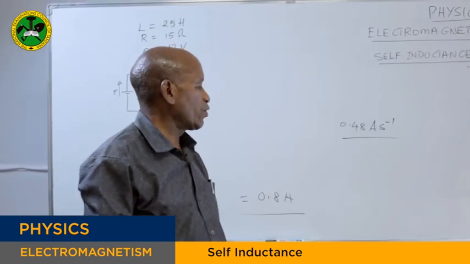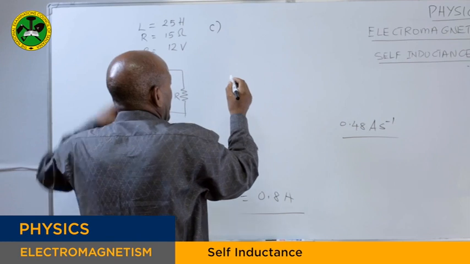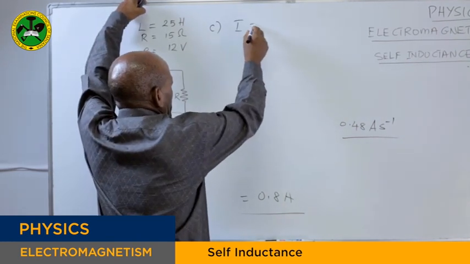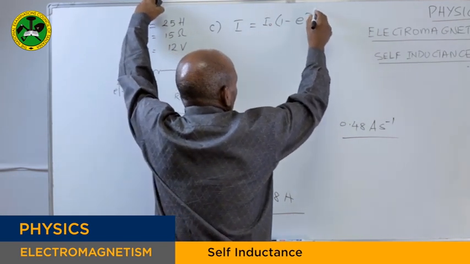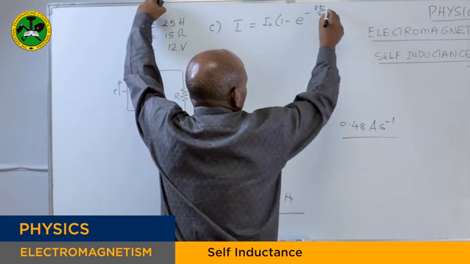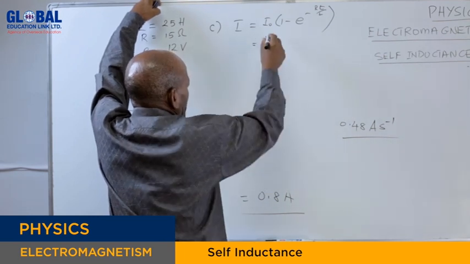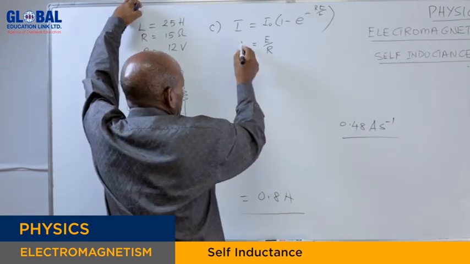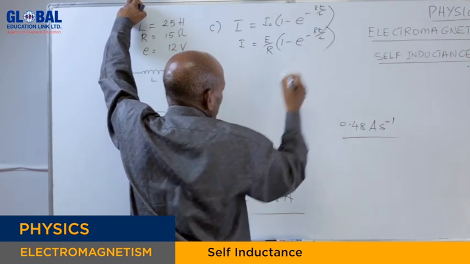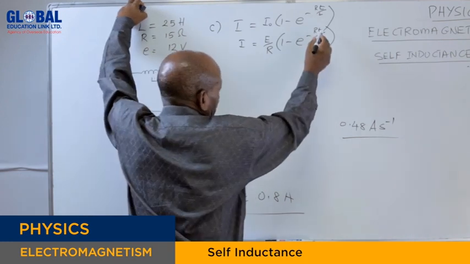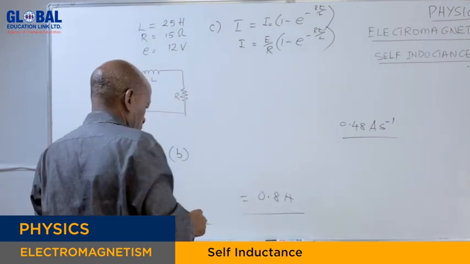Next, we are going to look at the current in the circuit after 4 seconds. It comes from the equation I equals I naught into 1 minus e to the power minus RT over L. But I naught there is just equal to E over R. So this will be the current I equals E over R times 1 minus e to the power minus RT over L. It's a matter of substituting to obtain the current I at the moment the time is 4 seconds.